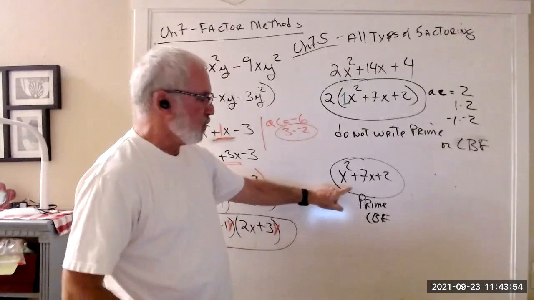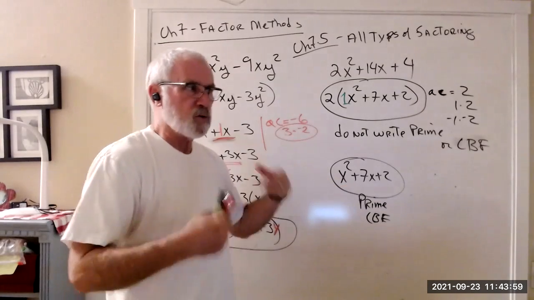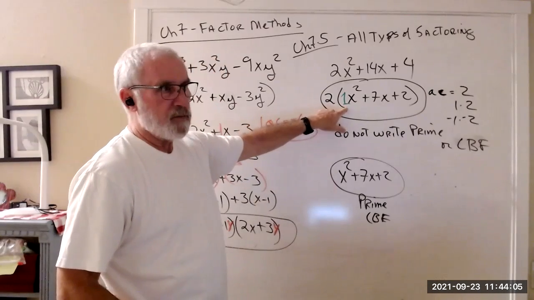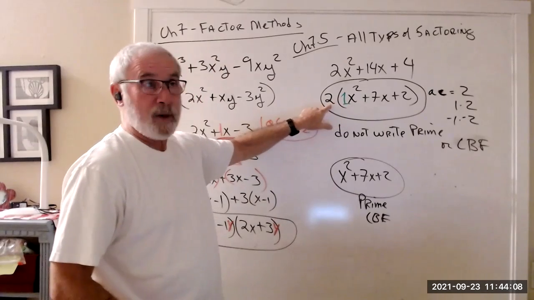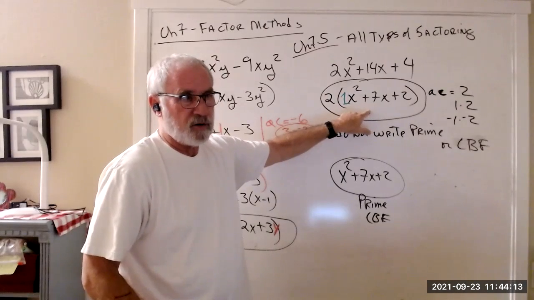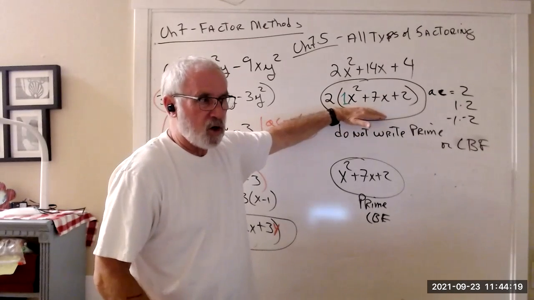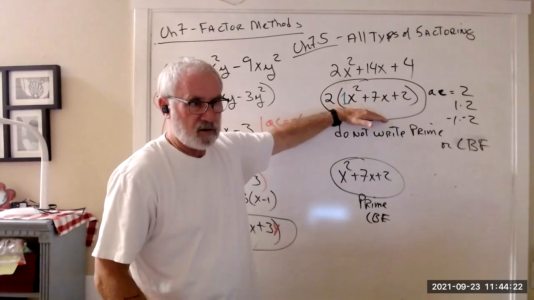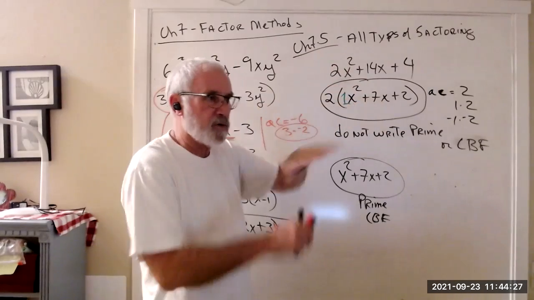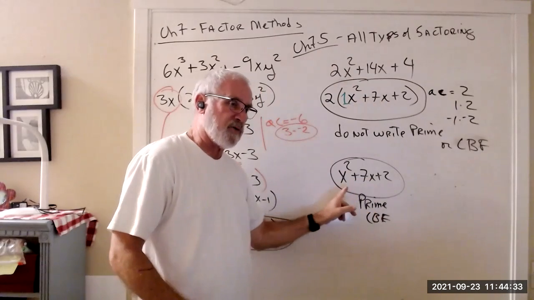Prime means you can't even get started. Prime means you can't get started at all. This problem up here, we were able to factor out a 2. So we got started, but then we got stuck. We said, okay, well, the rest of it does not factor. Okay, so this is as far as we can go in terms of factoring. This is it. That's all we do. We stop. We say, I factored out a 2. I can't go any further. I'm done. But this problem, we couldn't even start to factor it.